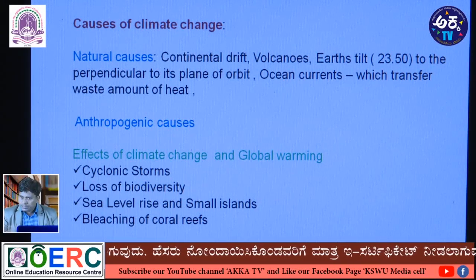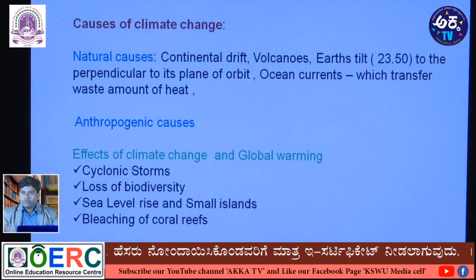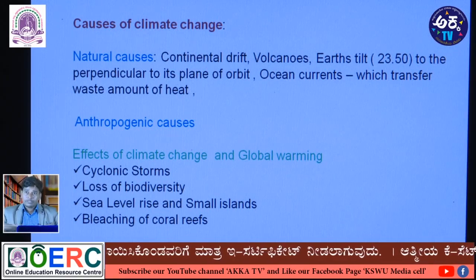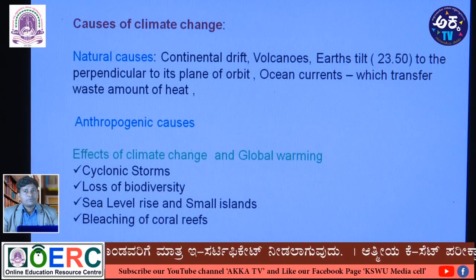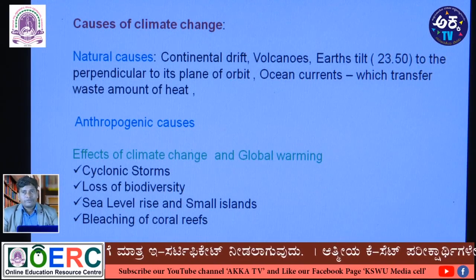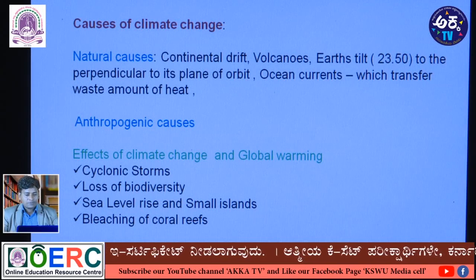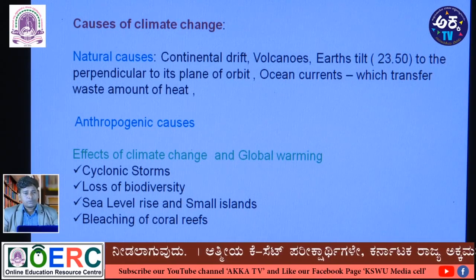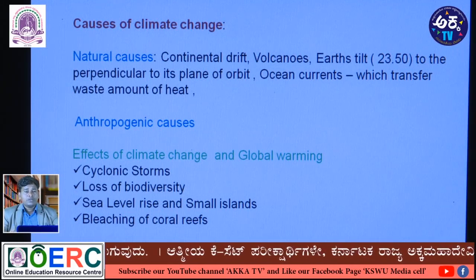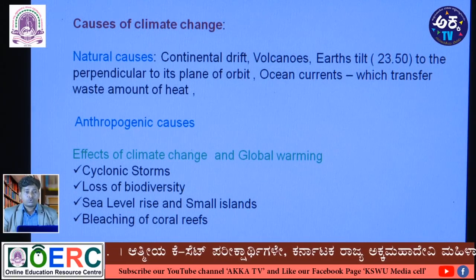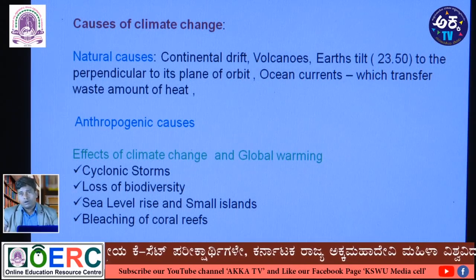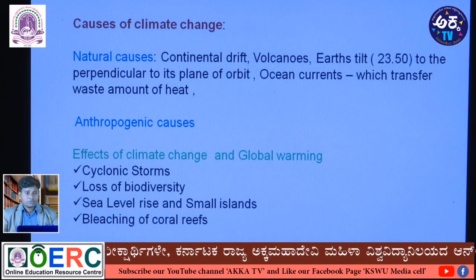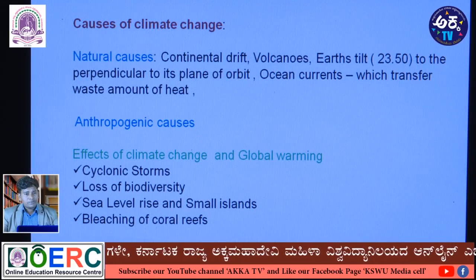Then there is the rise in sea level, and small islands may even be submerged if the temperature rises like this. Then the bleaching of coral reefs: in many oceans and seas we have seen coral reefs. They will be under threat, and they may sometimes disappear.